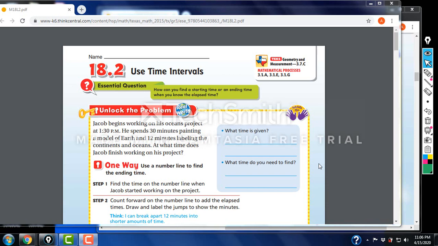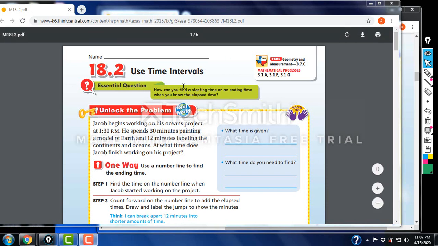Okay? I like to draw pictures, and I think if you do the same, you can. Some of you will be able to see that clock in your head and be able to move the hands, count, and subtract or add. So whatever works for you is fine with me. Okay? So long as you understand the concept of what you're doing, we'll be okay. If there's addition or subtraction issues, we can fix that later. The concept of determining the starting or ending time with the elapsed time, that's what we need to focus on today. So let's look at 18.2, use time intervals.